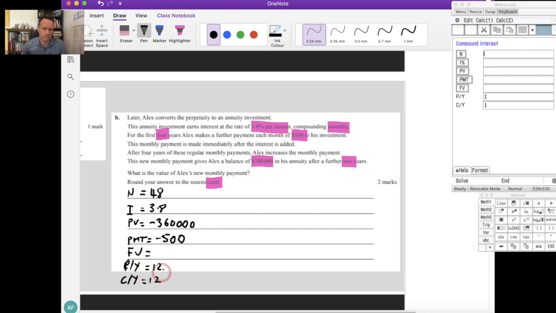We'll pop over to our CAS. 48, 3.8, negative 360. PMT is negative 500. Future value is what we're solving for. Okay, so that's all we get.